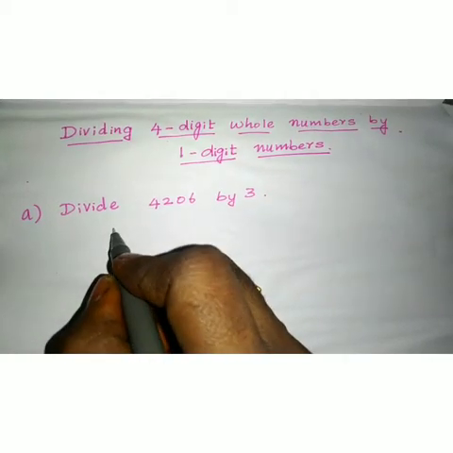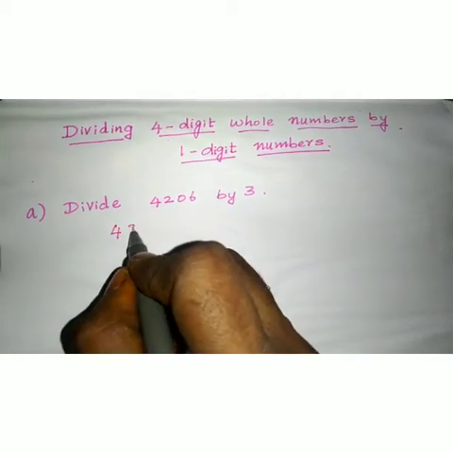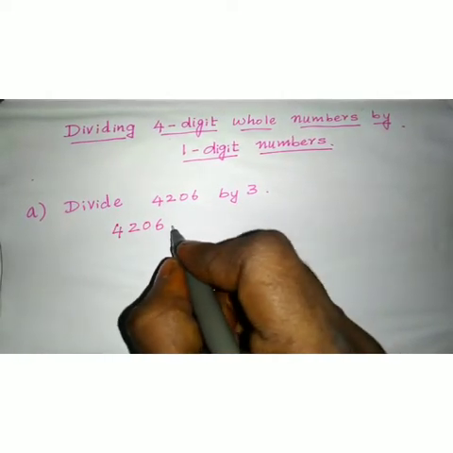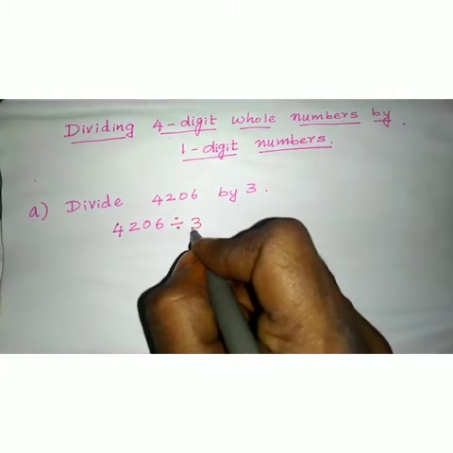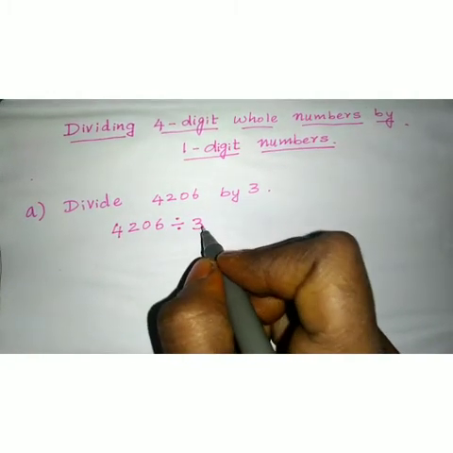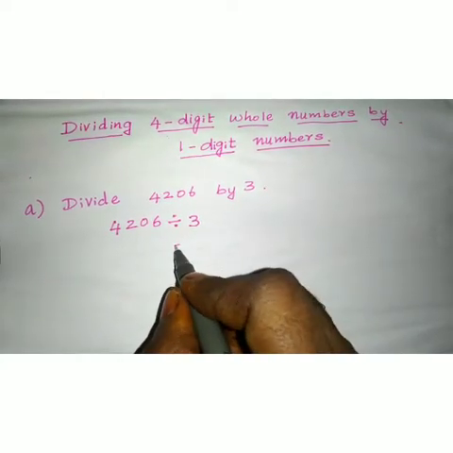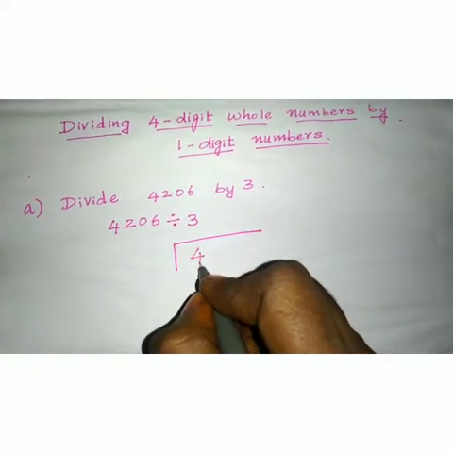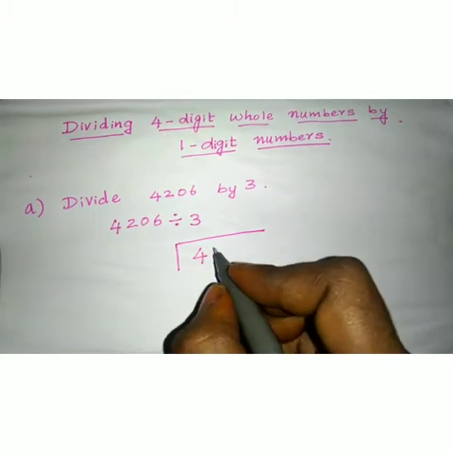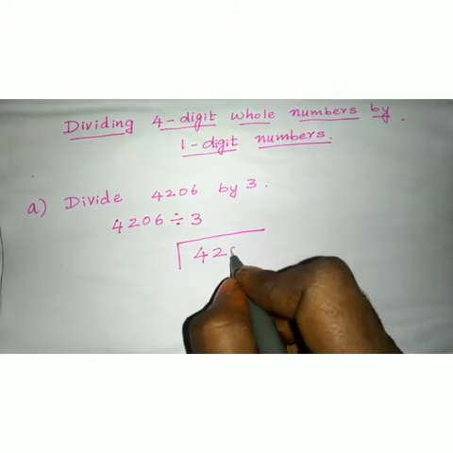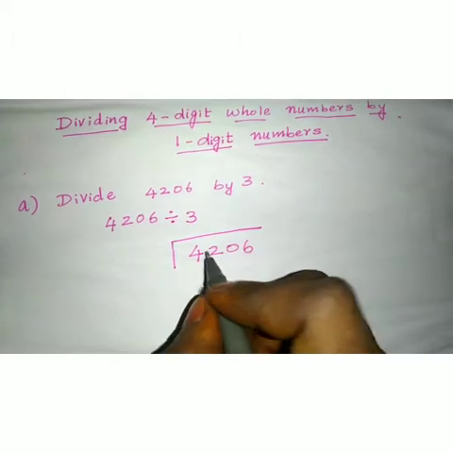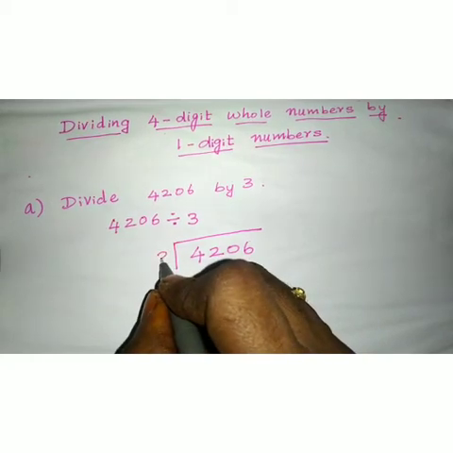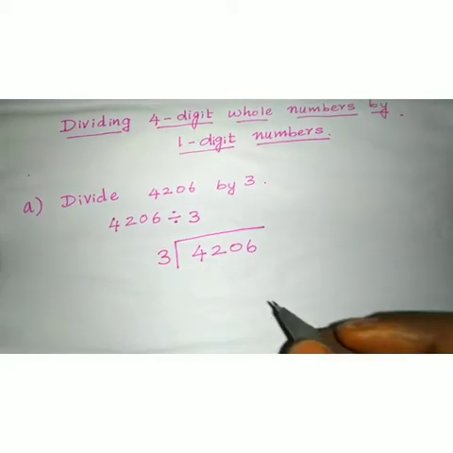Let me write the given problem as 4206. For division, we have to put the symbol like this. We are going to divide this number by 3. You have to put the division symbol like this. Okay? Inside that, we have to write the 4-digit number which is given, 4206. By which number we are going to divide? Single digit number. So you have to write here as 3. Outside we have to write 3.